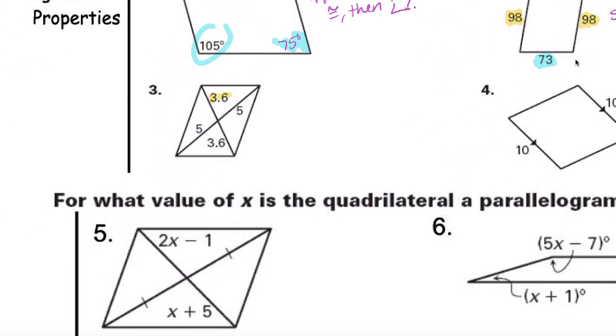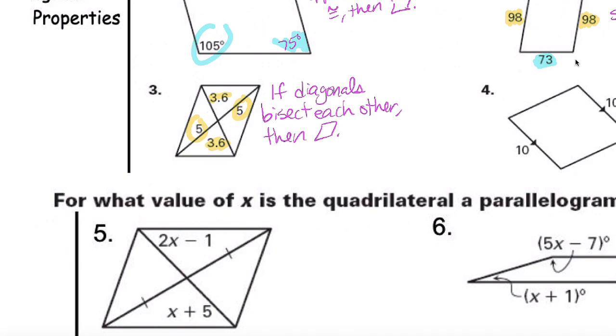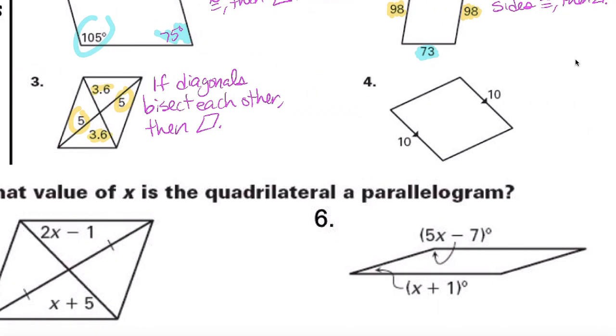Here we have pieces of the diagonals labeled, and they are labeled congruent to each other. This means that the diagonals are bisecting each other. So you would say if diagonals bisect each other, then parallelogram.